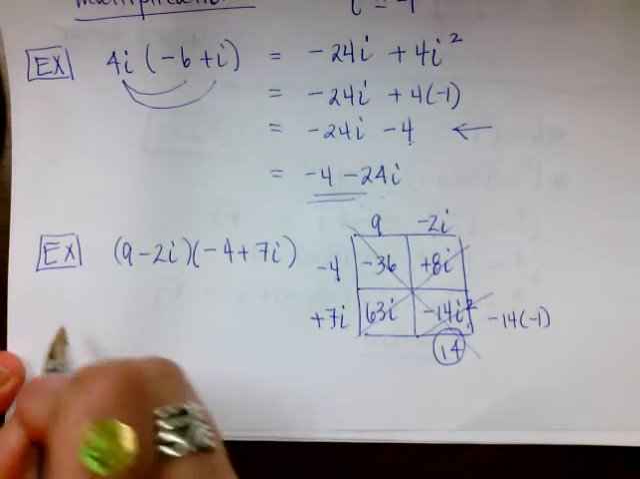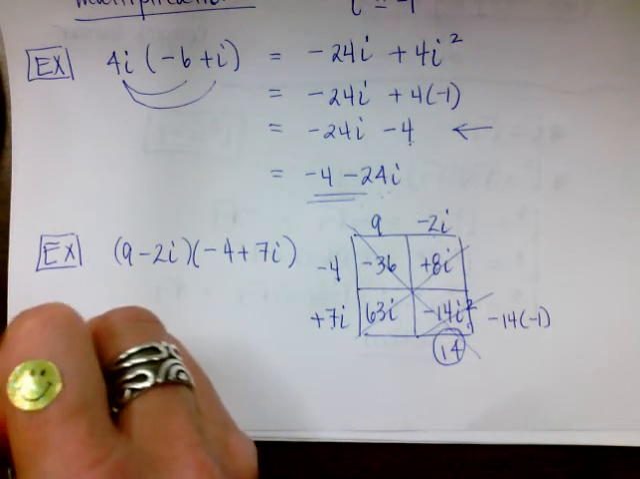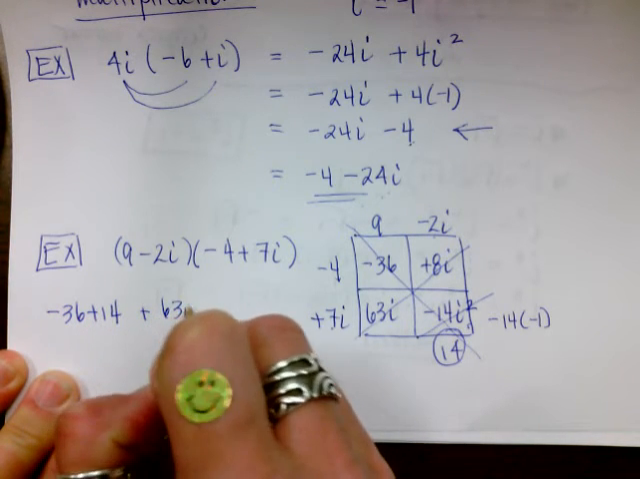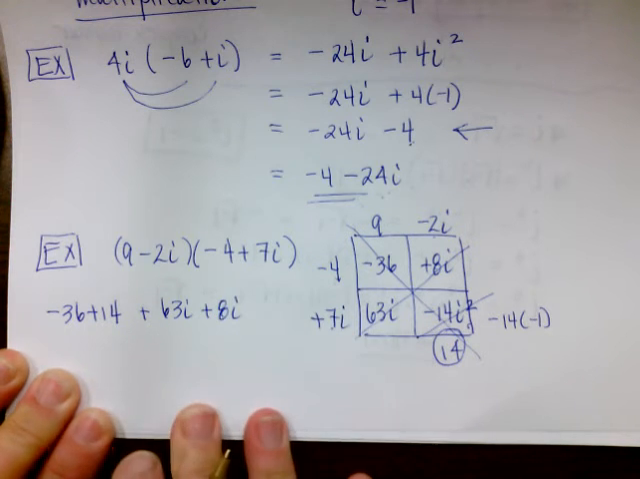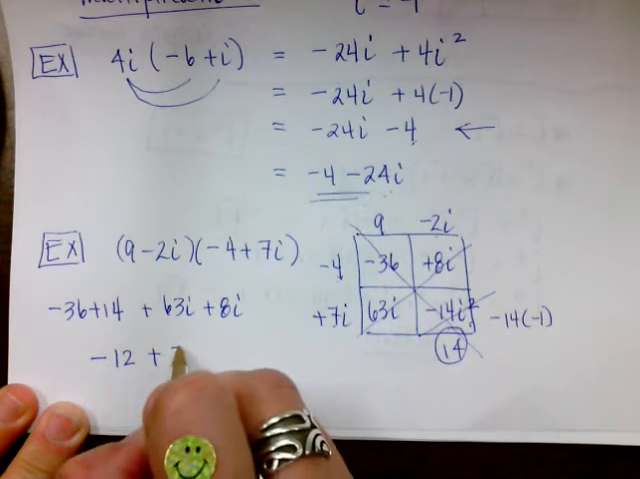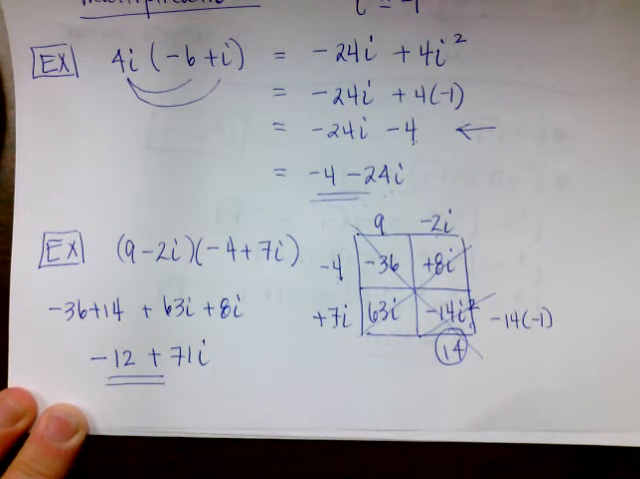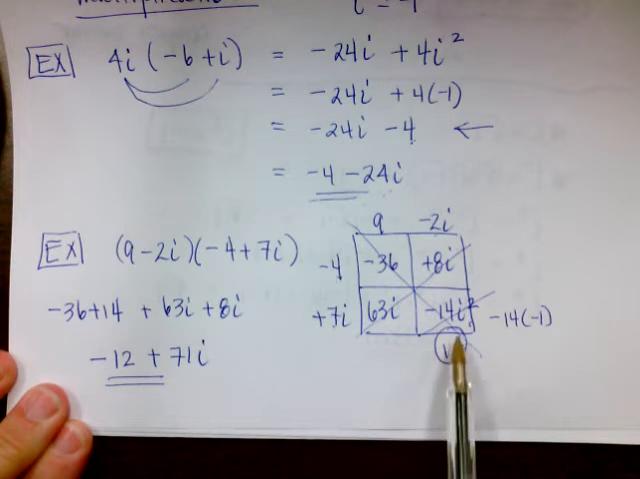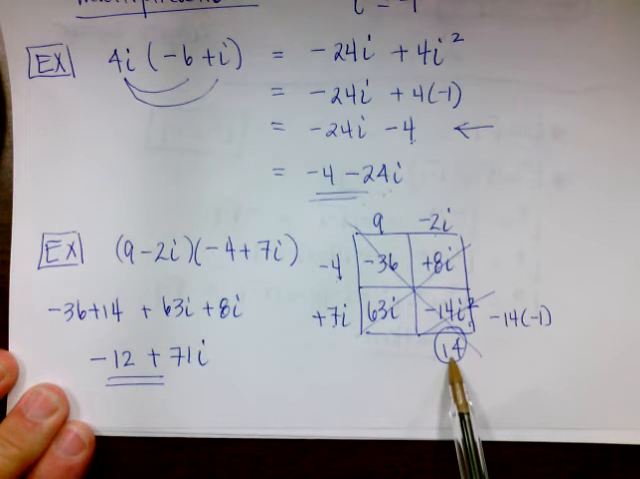So now if I finish that math, I'll come over here, so I'm at the bottom of the page. I have a negative 36 plus 14, and then I have a 63i and an 8i. If I finish doing that math, I'm going to get a negative 22 plus 71i, and that would be your answer. The thing to notice about multiplying complex numbers is if I have an i squared, I have to change the signs because I'm multiplying by a negative 1. So that's usually the component that we tend to forget.